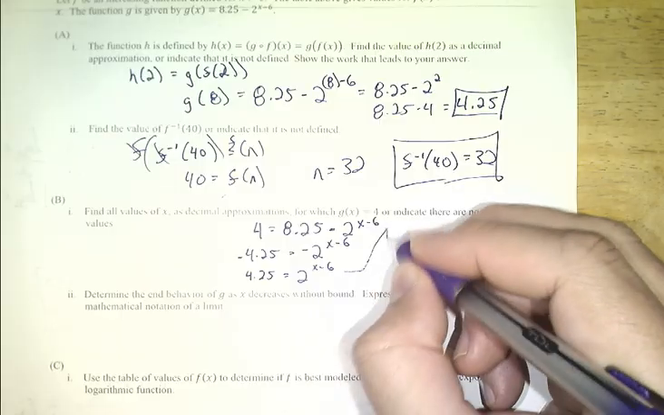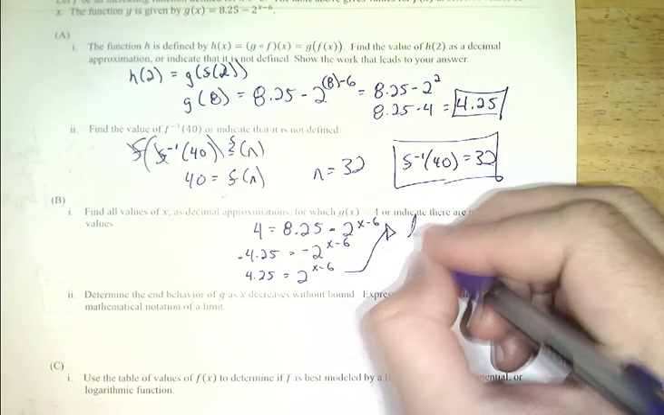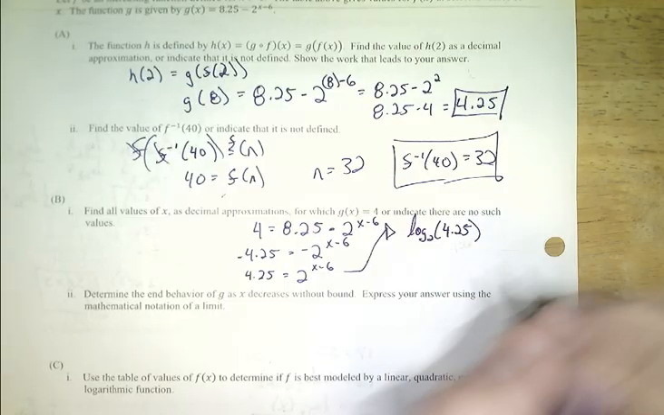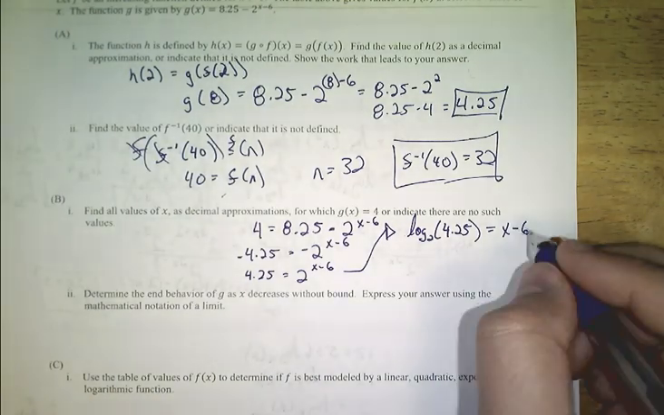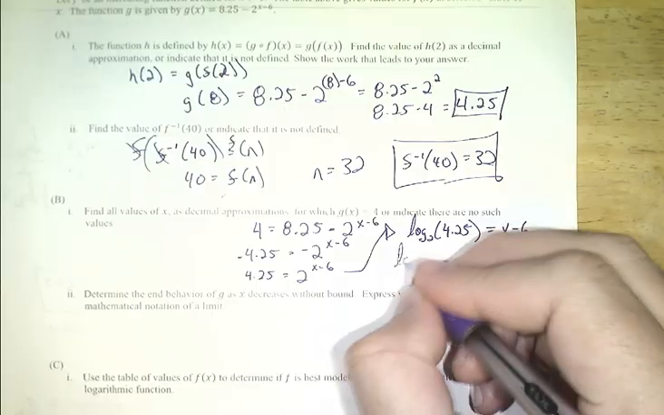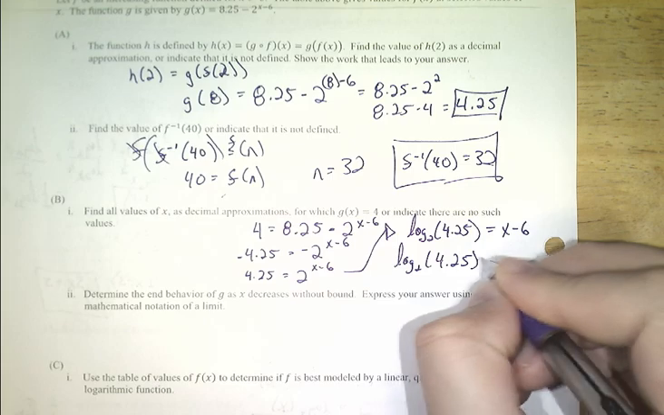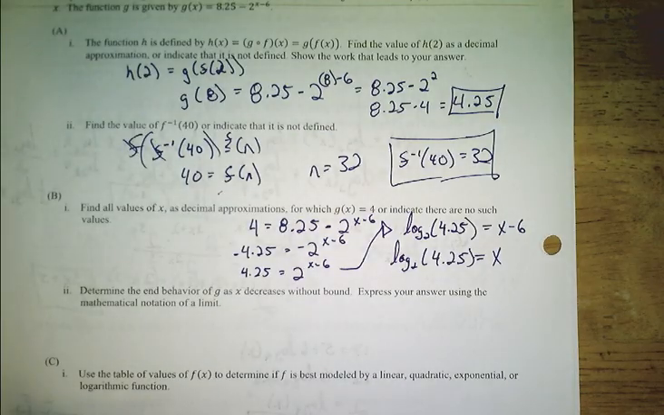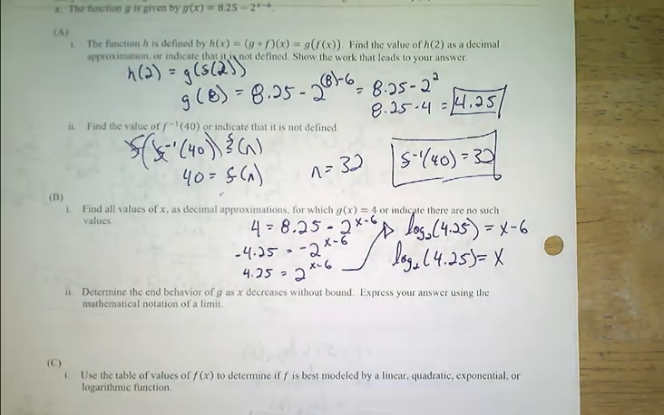Now I got to get rid of that base, so I'll take the log base 2 of both sides. So log base 2 of 4.25 is equal to x minus 6. And then last, I will add 6 to both sides. So log base 2 of 4.25 plus 6 equals x. Now notice I did not stop to type anything into the calculator that entire time. I'm not going to do that till the very end. That way I know it is as accurate as possible.